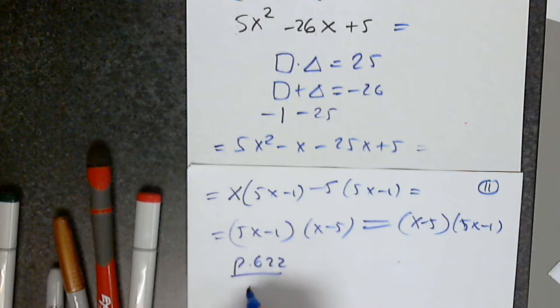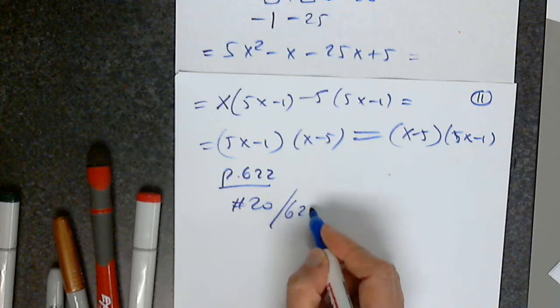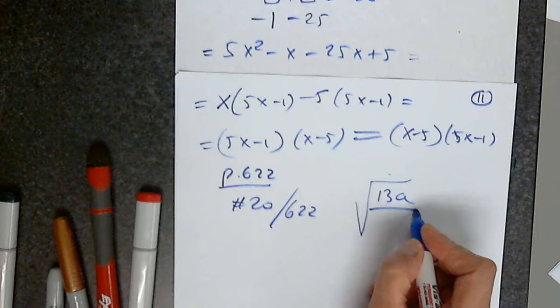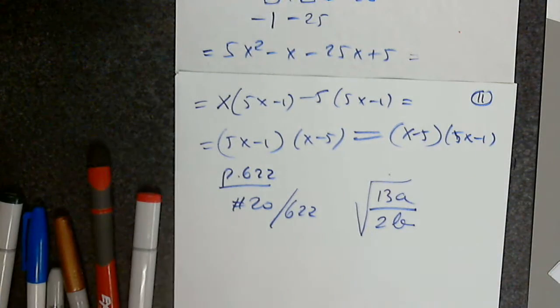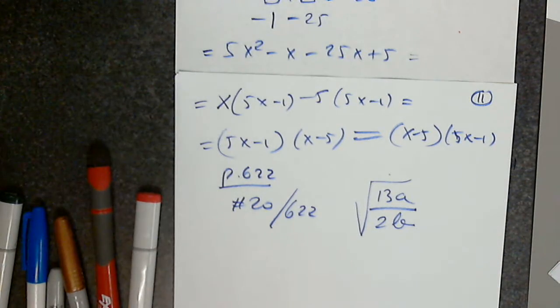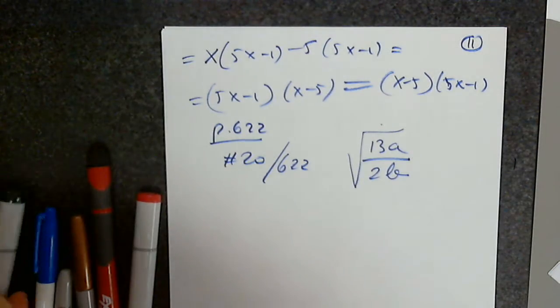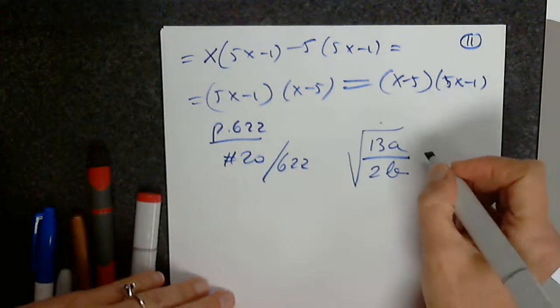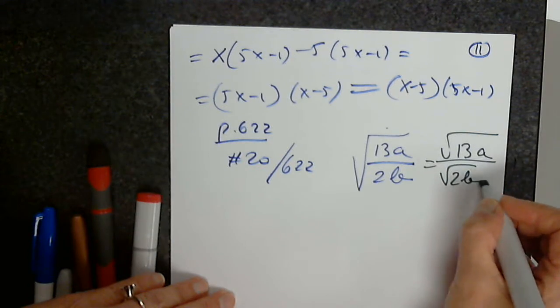Let's say number 20 on page 622 again, same thing. So the square root of 13a divided by 2b. We're asked to simplify this. And here's the only thing I can do in the first step. I can only write the square root of 13a over the square root of 2b.